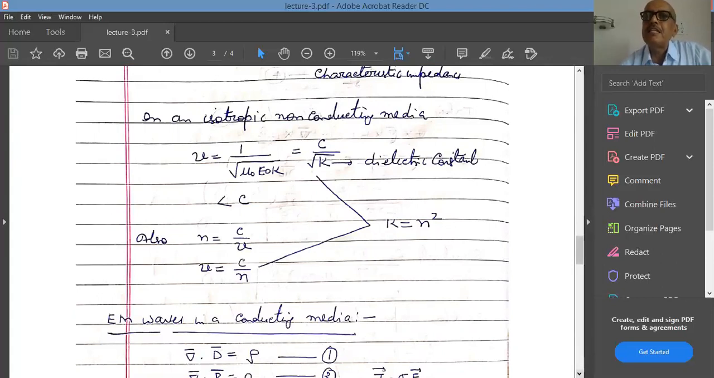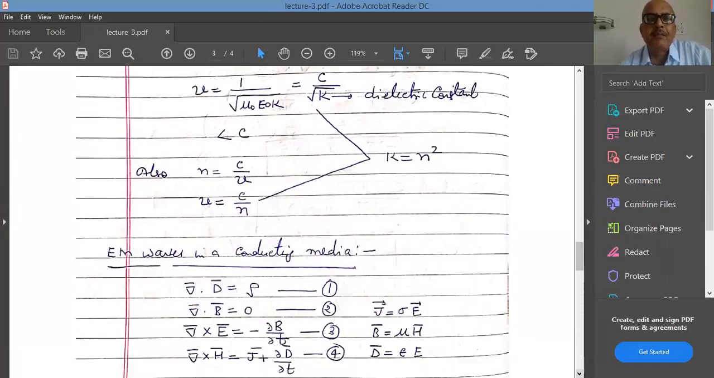Now, with this much of introduction about electromagnetic waves in free space and the conducting media, now I take you to the electromagnetic waves in non-conducting media.